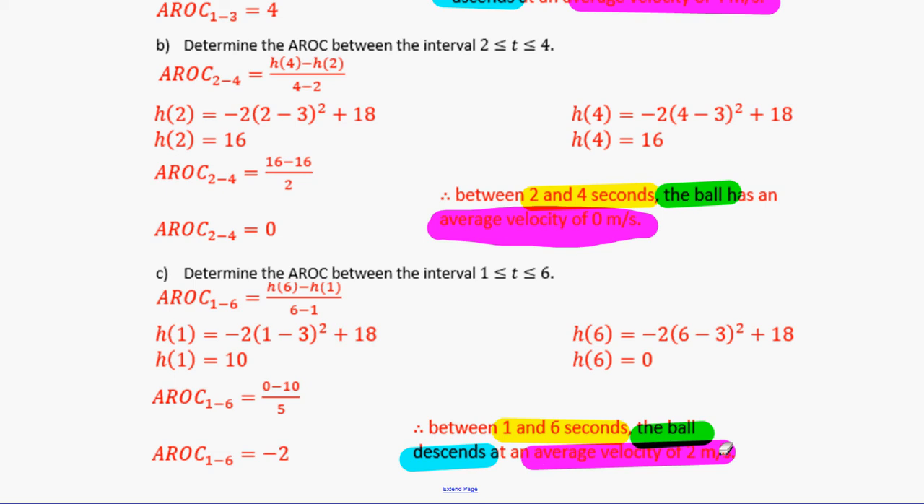I shouldn't say rate of change of 2 meters per second. I should say average velocity. This is a velocity question. Why? Because it is distance per time. All right, that is the lesson.